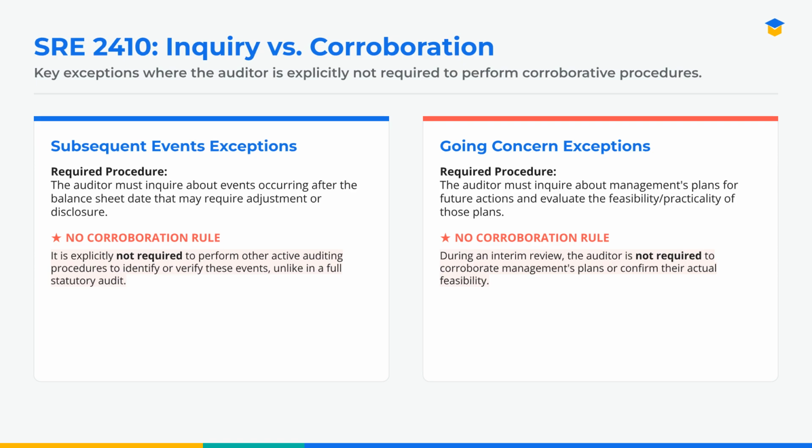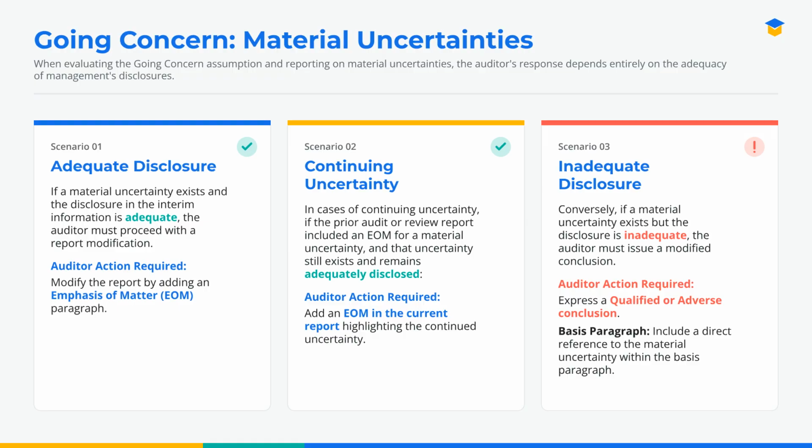Second, for going concern, you must inquire about management's plans for future actions and evaluate their feasibility. But again, during an interim review, you are not required to actually corroborate management's plans or confirm their actual feasibility. Continuing with going concern, your response to material uncertainty depends entirely on the adequacy of management's disclosures.